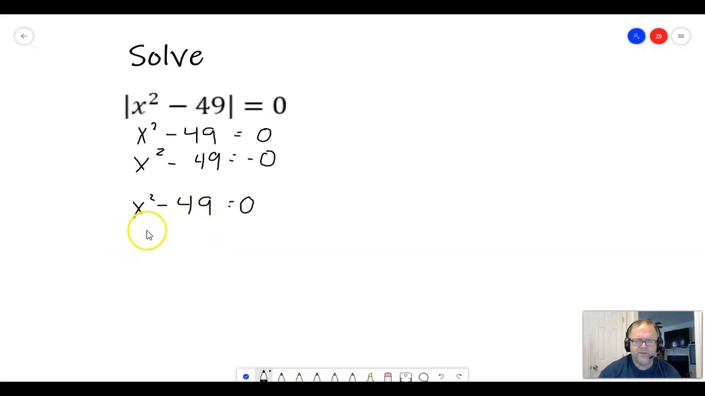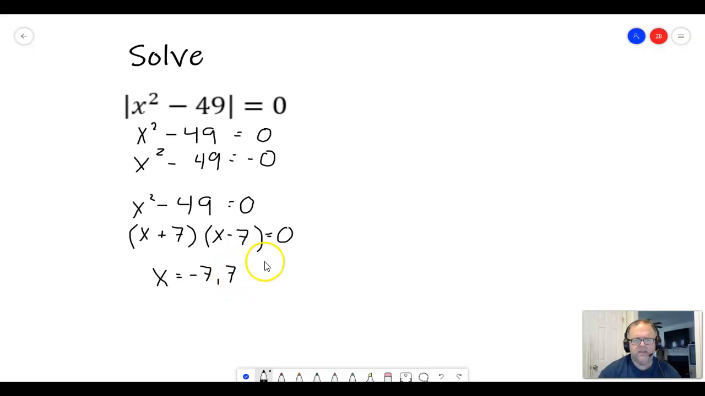This here is a difference of squares. So we can write this as x plus 49, or excuse me, x plus 7 times x minus 7, and that is equal to 0. So we can set both of these factors equal to 0 individually, and we'll end up getting x is equal to negative 7 and positive 7.